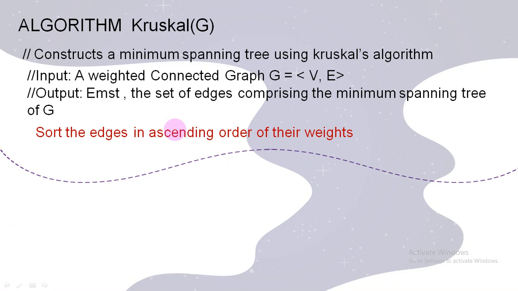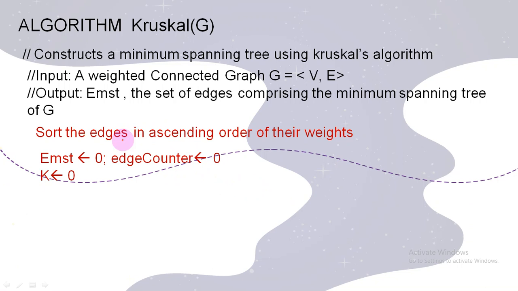Sort the edges. The first step is to sort the edges in ascending order of their weights. Then EMST equal to 0. It should ensure that, because to start with there is no spanning tree yet, the edge set of the minimum spanning tree is initialized to 0. Edge counter is another counter which will maintain the cardinality of v minus 1 cycles, that is number of vertices minus 1 cycles.